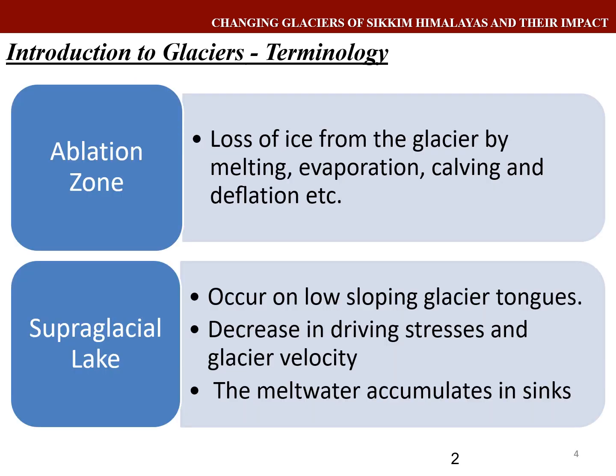I will not go much technical, but there is an ablation zone, that is the loss of ice from the glacier by melting, by evaporation, by calving, that is breaking of the ice, and by deflation. Now, a supraglacial lake is something which you just saw in the previous slide, the dots which were formed. They occur at the lower sloping side, which is called the glacier tongue. So there is a decrease in the driving stresses and glacier velocity. They reduce the glacier velocity also, and then they break it also, and this meltwater keeps accumulating inside those things.